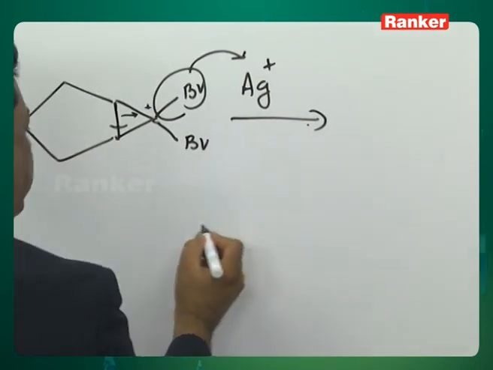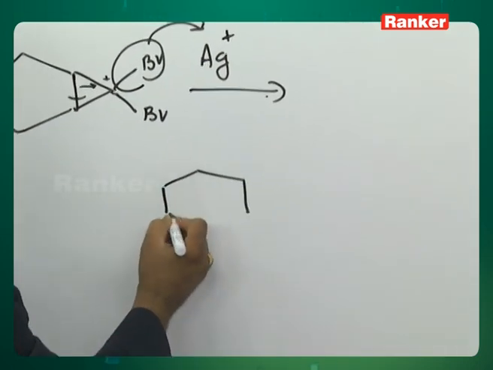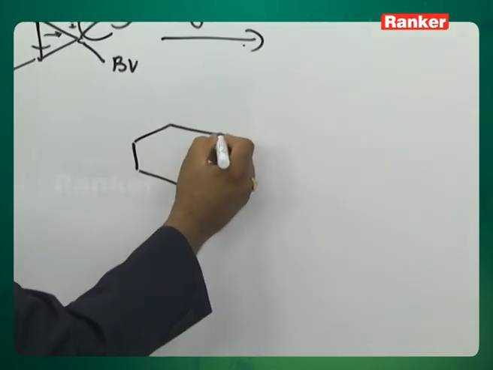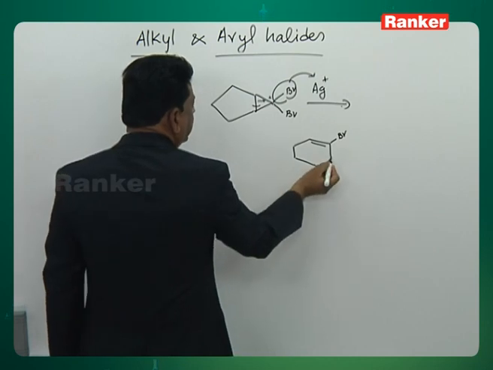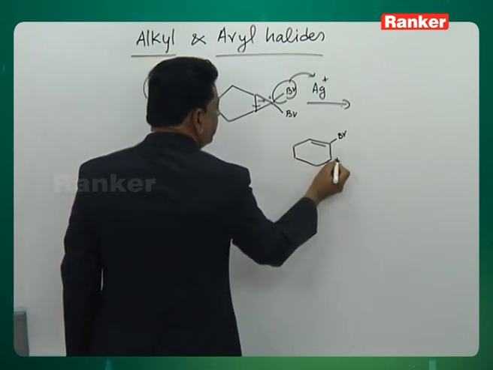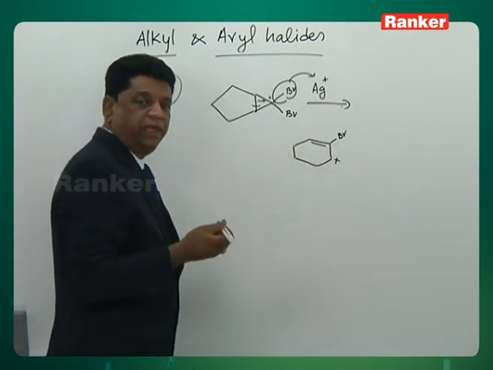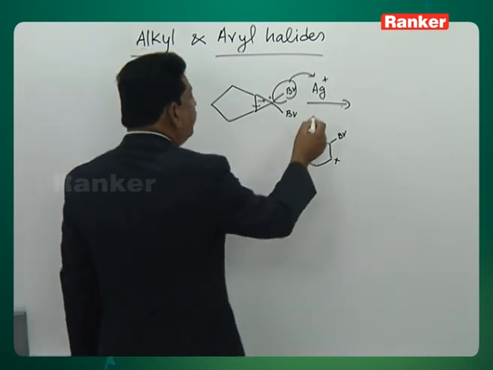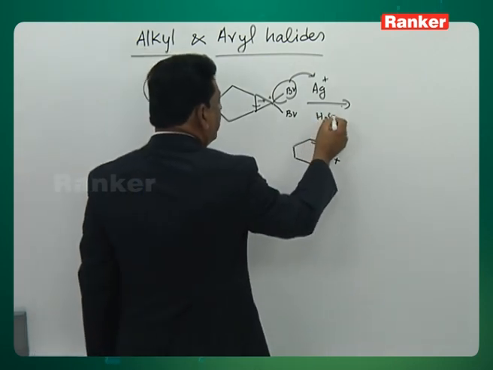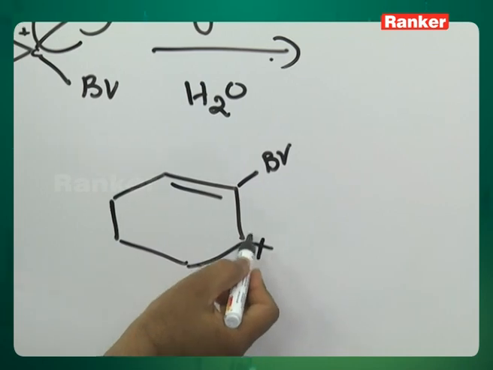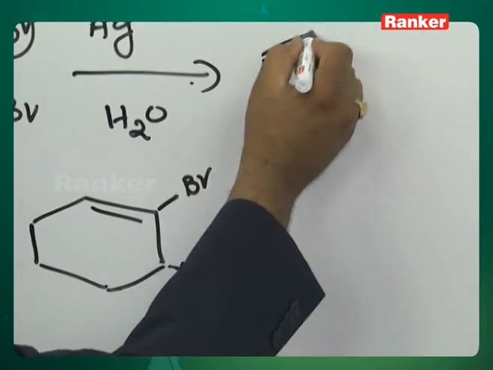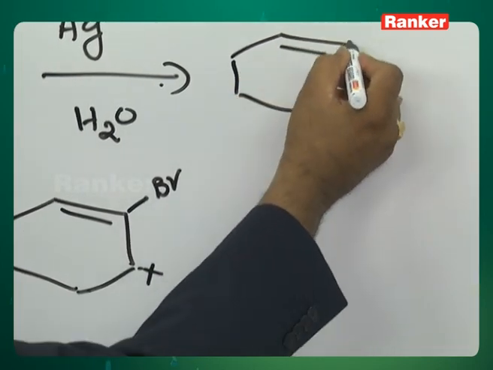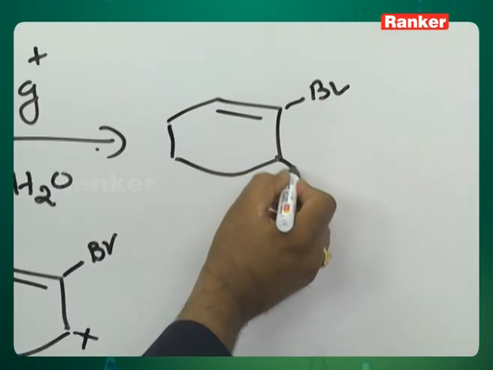So what happens in between is a 6-membered ring containing a bromine here with a double bond. The next carbon, this carbon will have a positive charge, which undergoes the hydration in presence of water. So it is the hydrolysis of this cation, water attacks and leaves the OH. So finally you will get a cyclohexene with bromine and the OH.